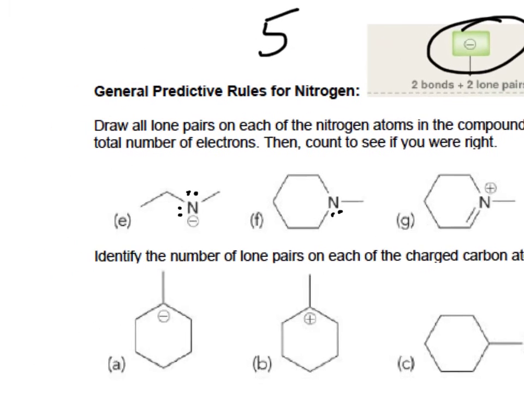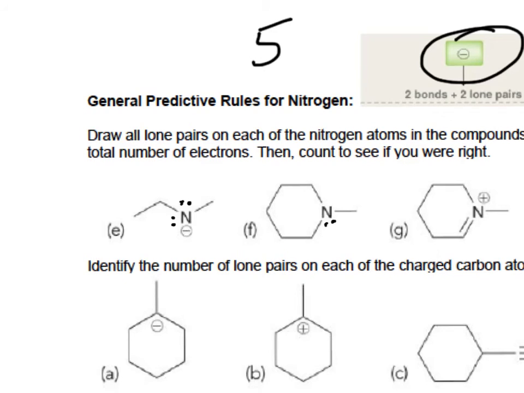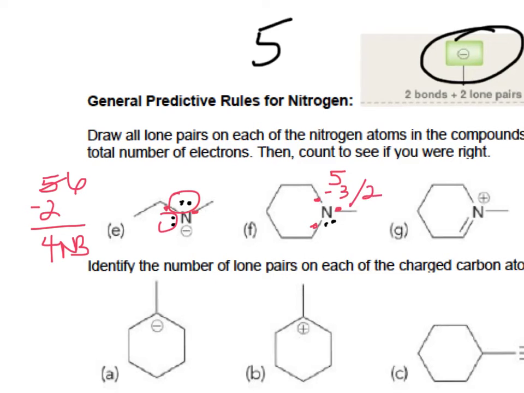Now if we go back and count and we start with E again, we know that nitrogen has 5 valence electrons. It has 2 bonds, so 1 electron comes from each bond. The nitrogen is negatively charged, so it must have a valence of 6. When we subtract the 2 electrons from the bonds, we are left with 4 non-bonding electrons, which we drew in. For F, this nitrogen is neutral, so it has a valence of 5. We get 3 electrons from the bonds.